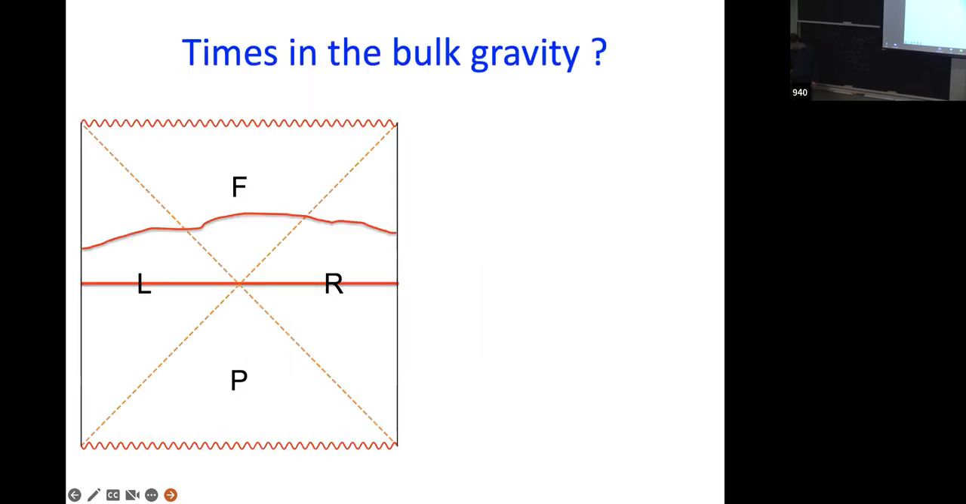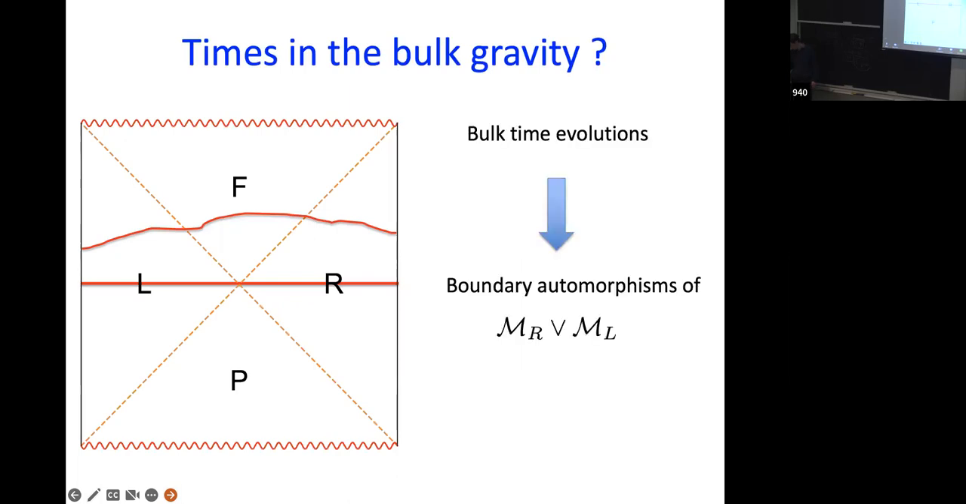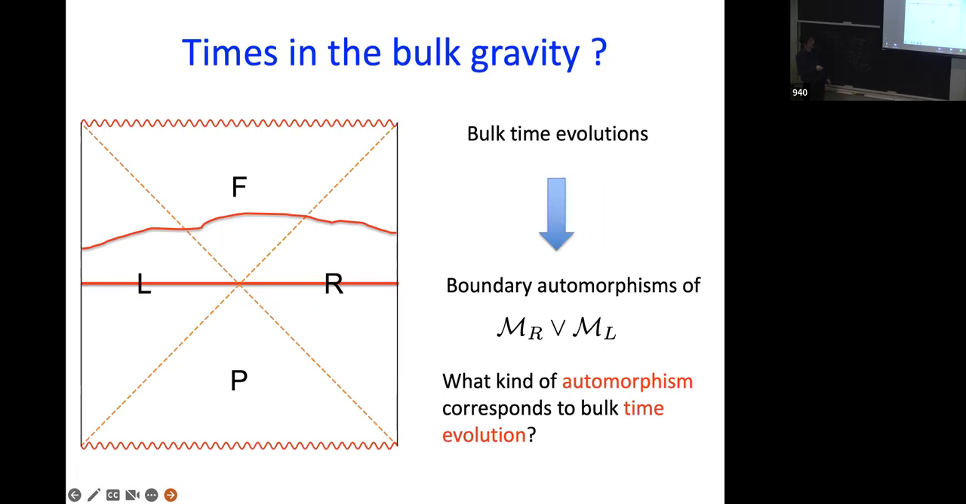So now the question is, how do we understand the times in the bulk gravity? Let me just very quickly say, you can formulate the question of this kind of cross-cut time, say if it evolves into another slice across the horizon, as the question of finding the boundary automorphisms of the algebra, the boundary theory algebra. Then the question is what kind of automorphism corresponds to the bulk time.